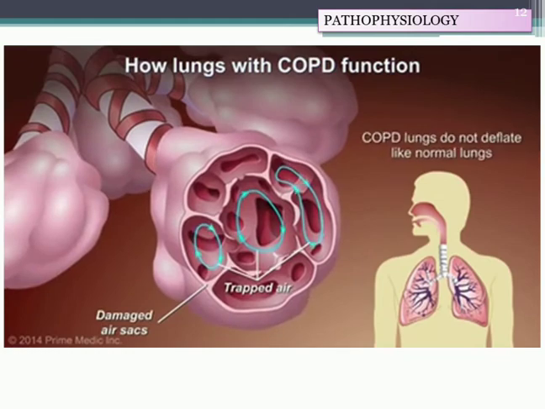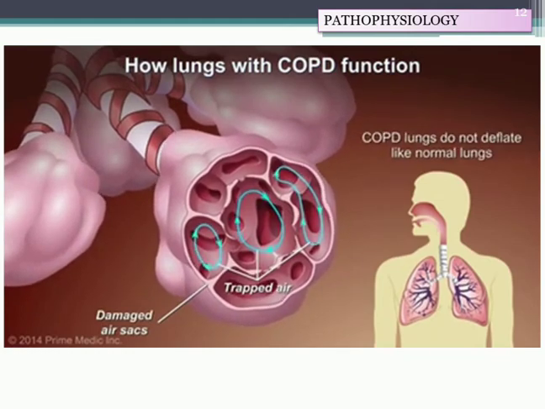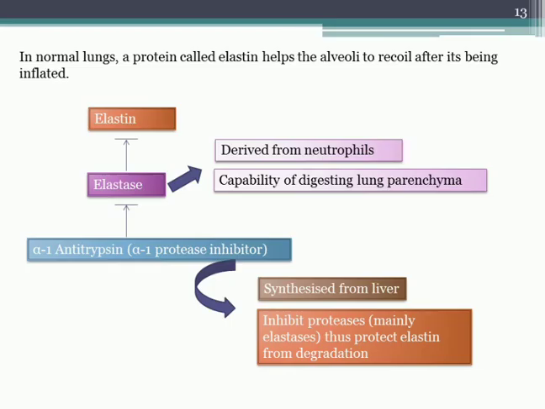They do not deflate like normal lungs. So as I told you, elastin is a protein that helps the alveoli to recoil after being inflated. We have an enzyme in the body called elastase, which is derived from the neutrophils, and it has the capability to digest the lung parenchyma itself.